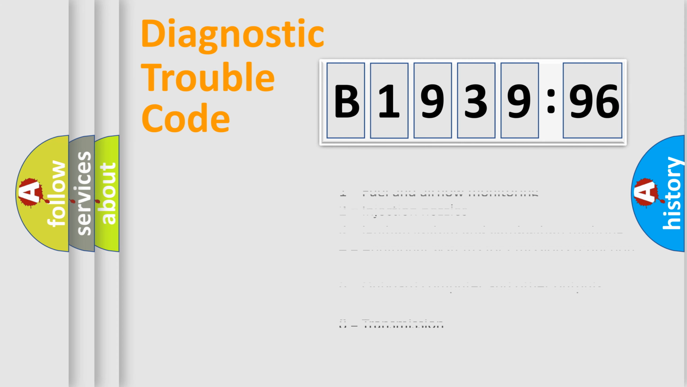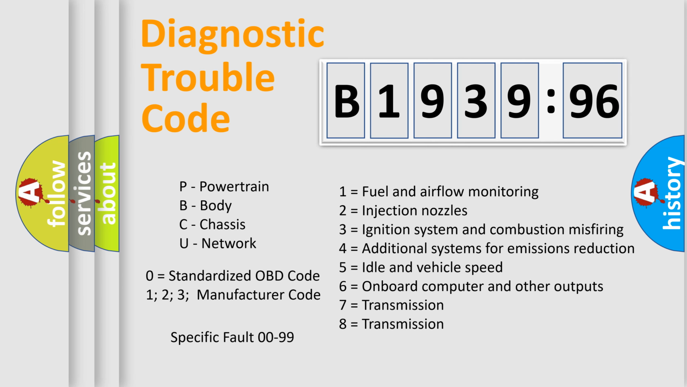For example, a short to the ground. Let's not forget that such a division is valid only if the second character of the code is expressed by the number 0.